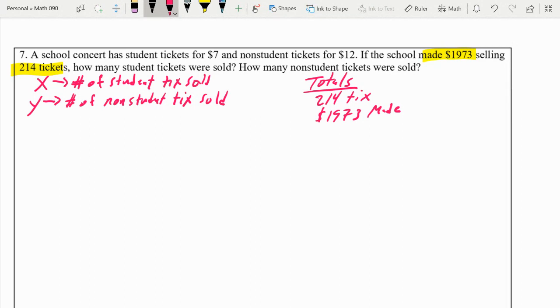So I'm going to have the two equations next to each other as opposed to right on top of each other. So what was one of them? One of the totals was 214 tickets. How do I get 214 total tickets? Well, how many student tickets were sold? I don't know. How many non-student tickets were sold? I don't know, but I know together they sold 214.